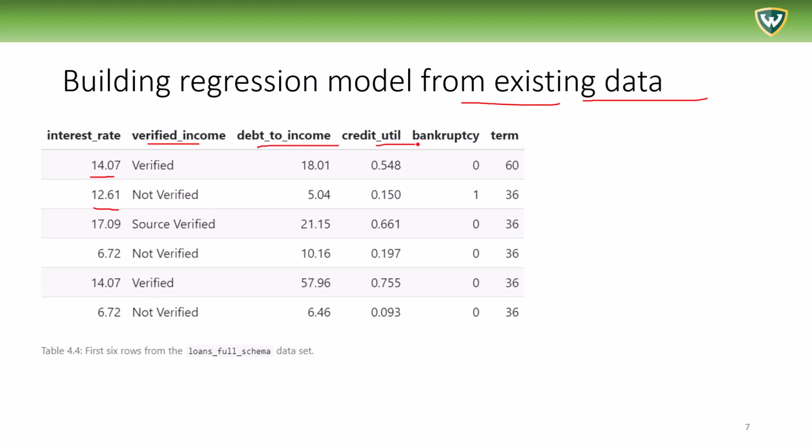So we have a data set here with an interest rate. We have verified income, debt to income, credit utilization, bankruptcy, and the terms of the loan. So there are many variables, and let's note what the unit of analysis is here. Well, the unit of analysis is probably a loan. It could be a borrower, but it's also a loan. So all of these attributes, which I call variables, are attributes of a loan. So we need to make sure we understand that.